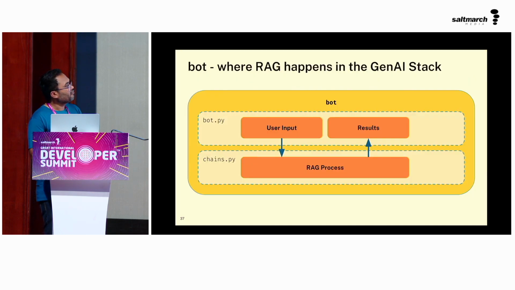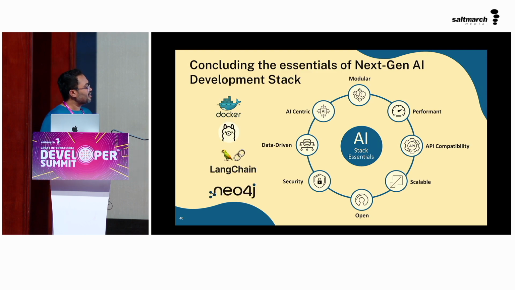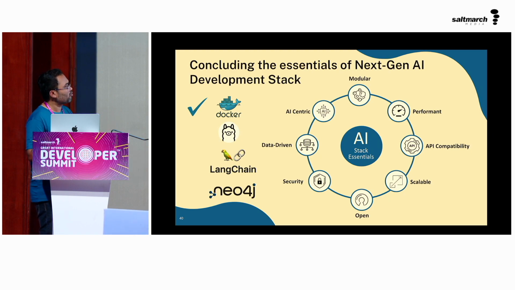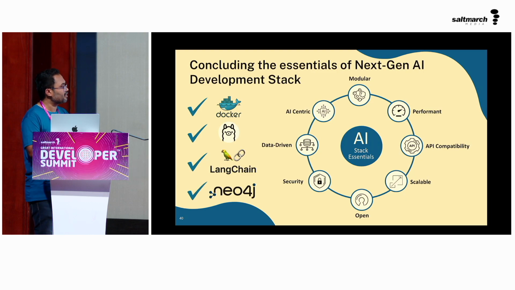And I wanted to end with the conclusion about the essentials we discussed before starting this session: where does this GenAI stack component stand? Based on our discussions today, all these components are AI centric as well as open source, right? And Docker is already proven. And if you talk about Ollama, we discussed various aspects, how it can support modular architecture and how it provides API compatibility, including LangChain. And Neo4j definitely in terms of data-driven architecture as well as providing the right security, and it is more performant because it has a memory-centric architecture.